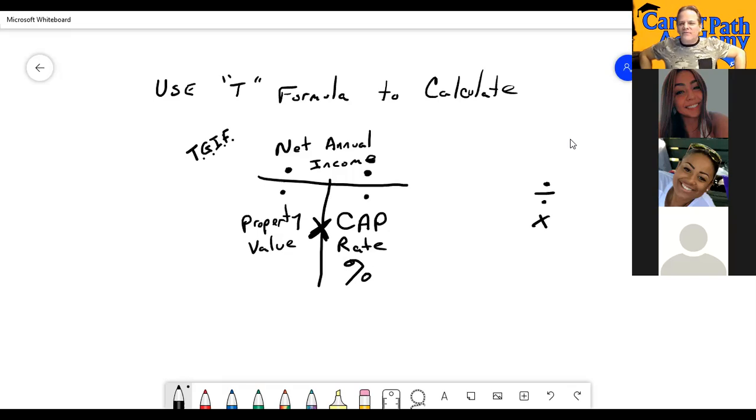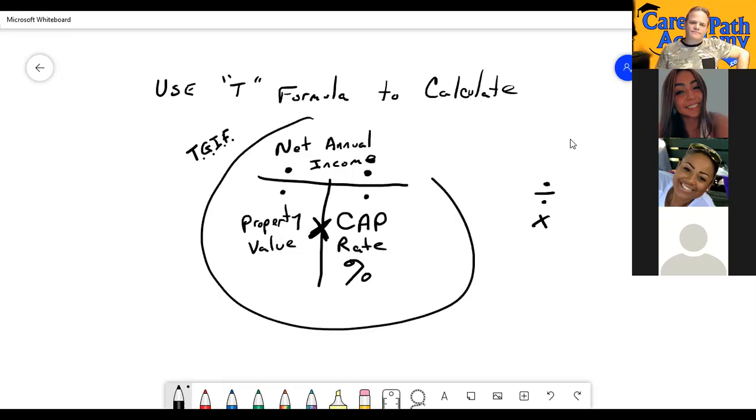So TGIF, you know what that stands for? Top number goes in the calculator first. Top number goes in first. So basically, if you got this formula here, it's a T. That's why they call it the T formula. TGIF, the top number, whatever number's here, goes in first in the calculator when you're dividing, and you divide down, so we can figure out the missing element.